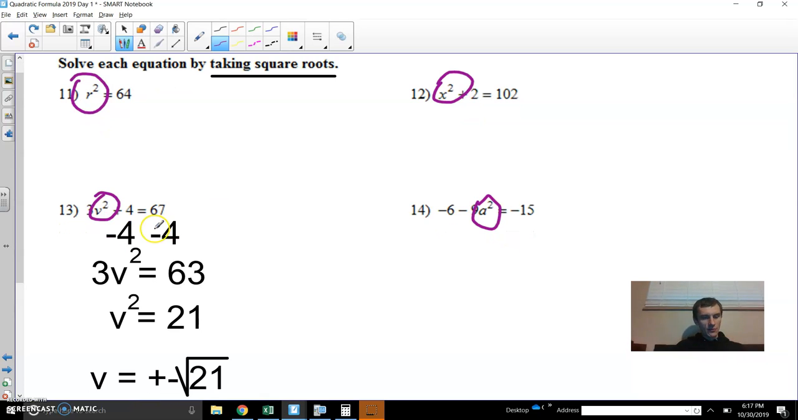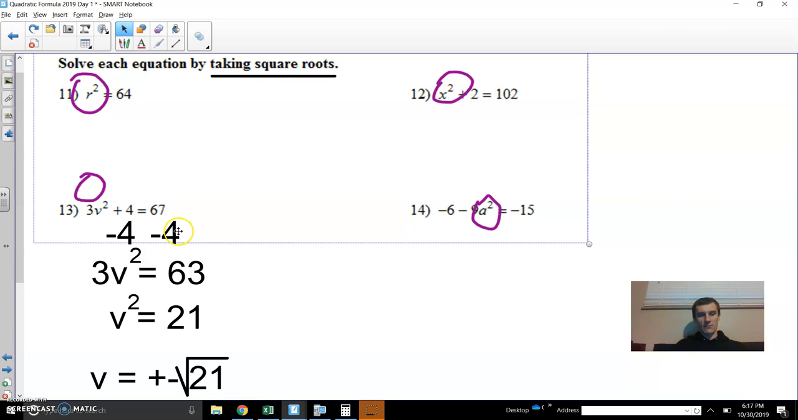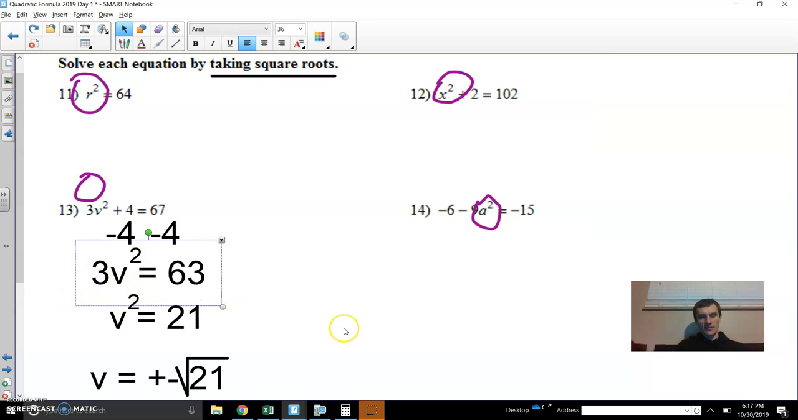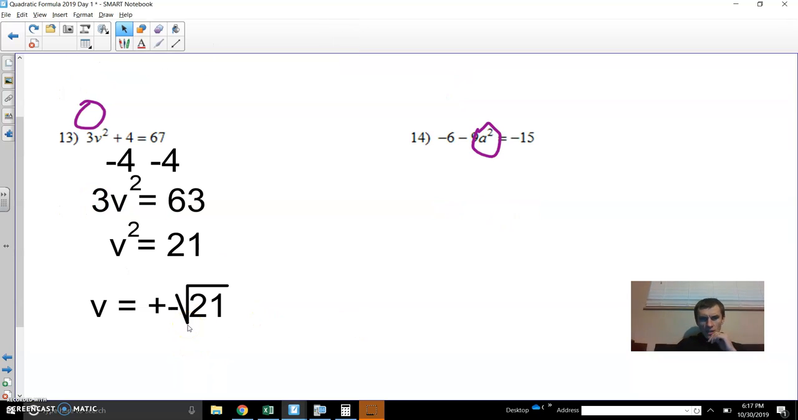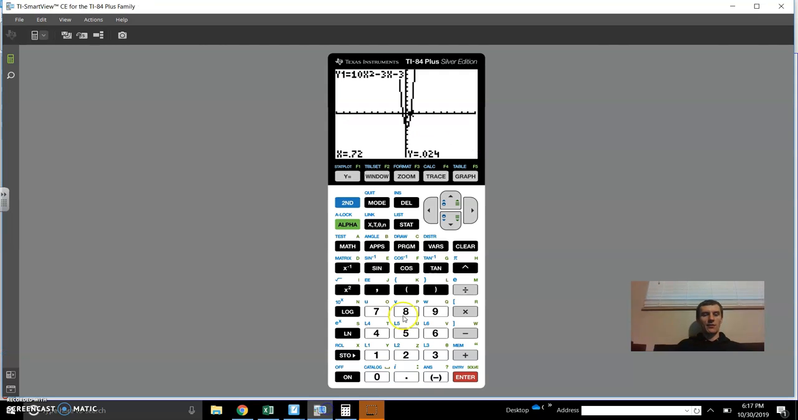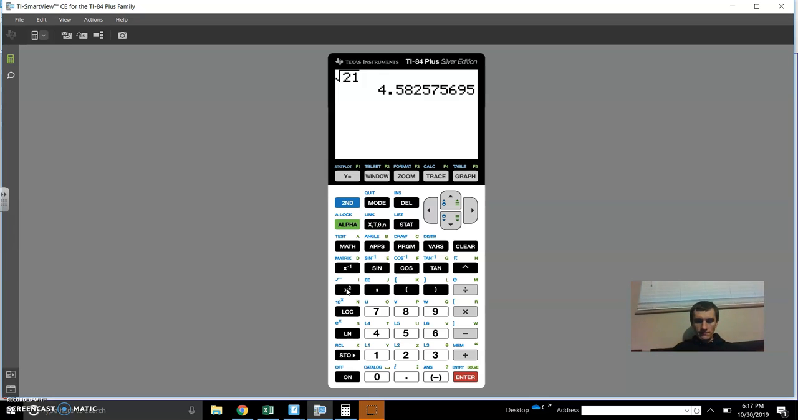So in this one right here, I wanted to start by subtracting 4. If I start by subtracting 4, 67 minus 4 is 63. You don't want to square root early because we really just want that one side being squared. And right now there's a 3 in front. So let's divide 63 by 3 to get 21 on the other side. And then when I square root 21, you can obviously put this value in the calculator to see what it is. Square root of 21 is 4.58.